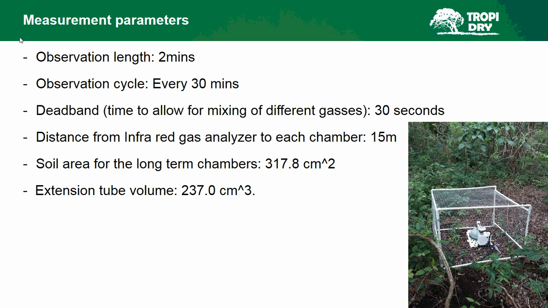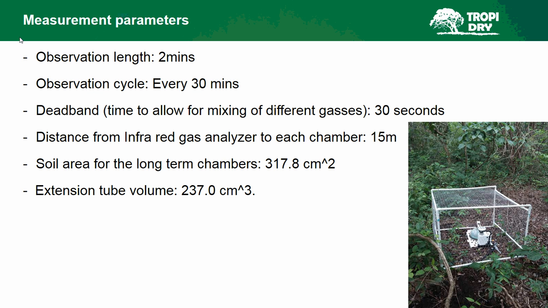Some of the measurement parameters that are important for our observations, and the calculation is based on these. It changes for every survey, so this applies only to us. We use an observation length of 2 minutes, an observation cycle of 30 minutes. Deadband, which is time to allow for mixing of different gases, was 30 seconds.